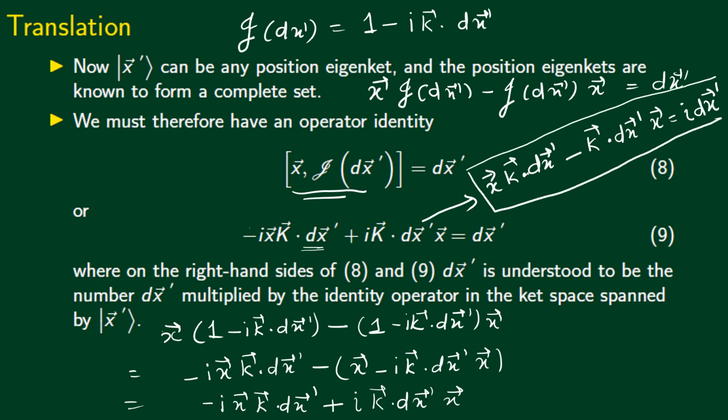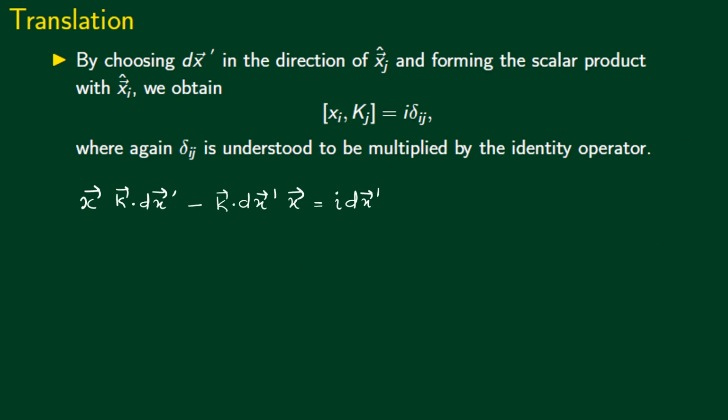All right. What we need is the commutator between components of x vector and k vector. So let's find that. Okay. So this is what we have from the previous slide. We have x vector k vector dot dx vector prime minus k vector dot dx vector prime x vector is equal to i dx vector prime. If you look at this, this is a vector equation. Right, on the left hand side we have a vector. This is not a vector, but x vector is a vector. Right, this is a scalar product of two vectors, so it's no more a vector. But this x vector is a vector. Right, here we have got i dx vector prime. That's also a vector. Okay.